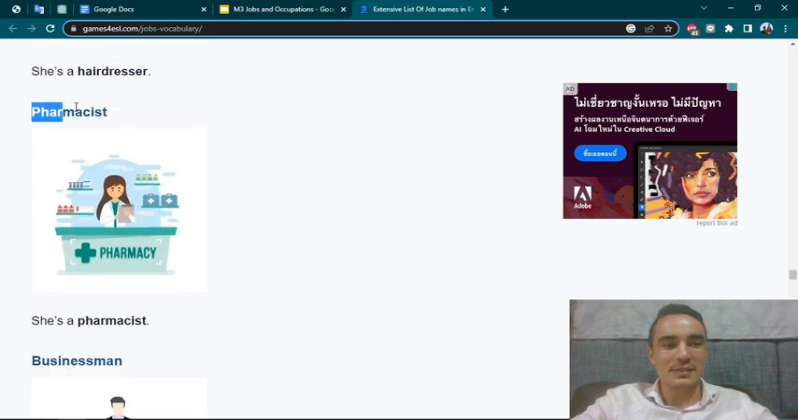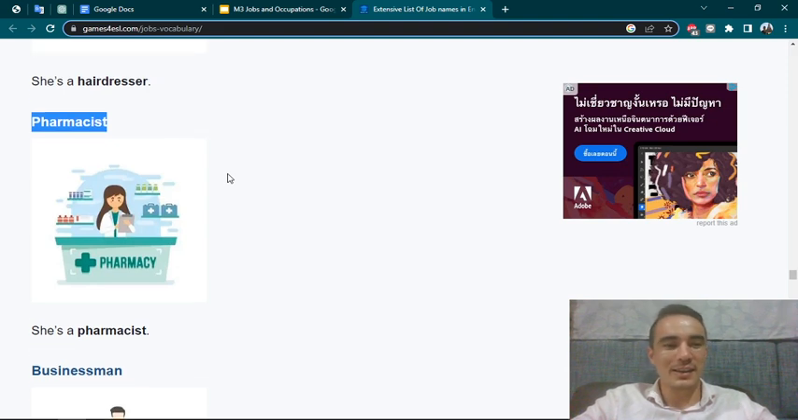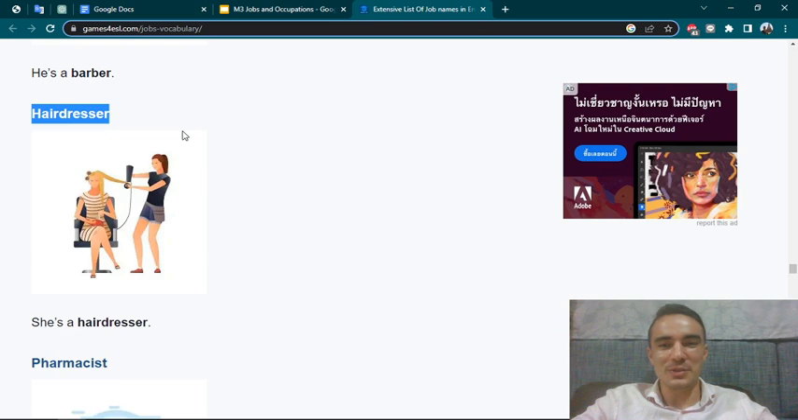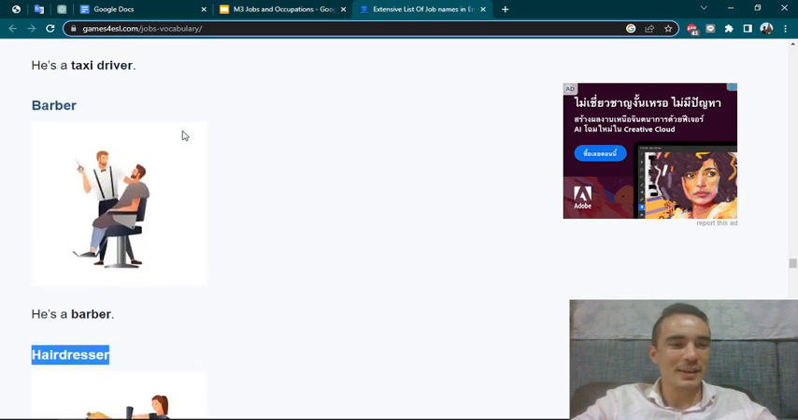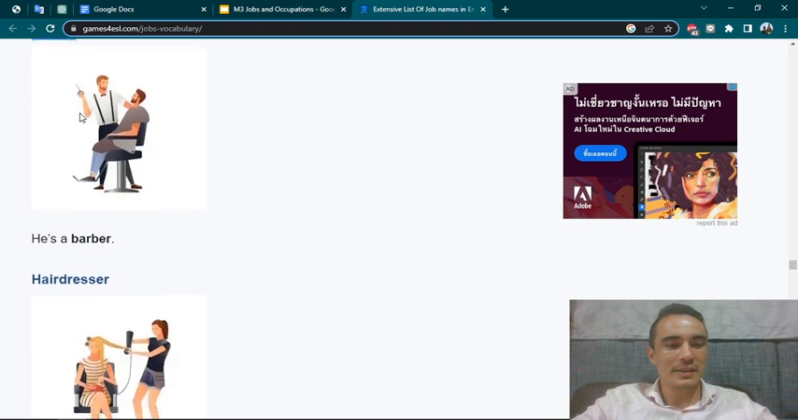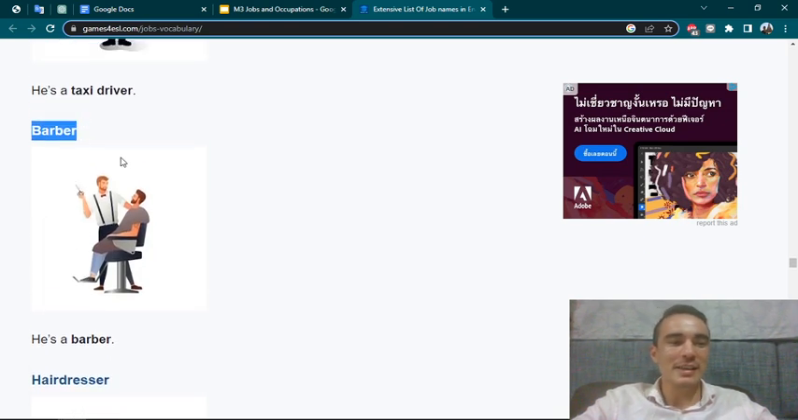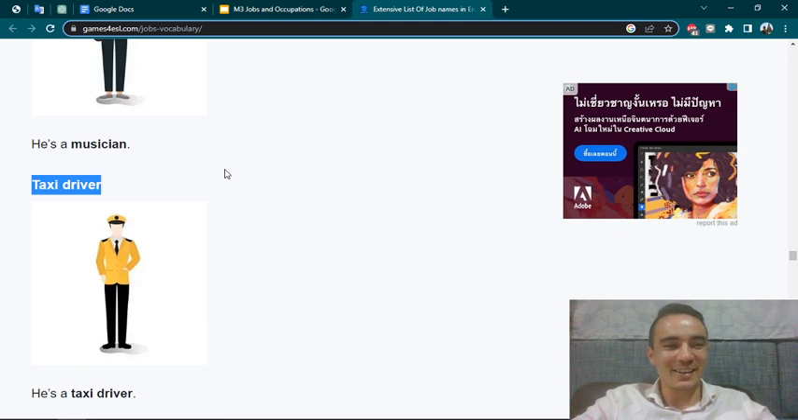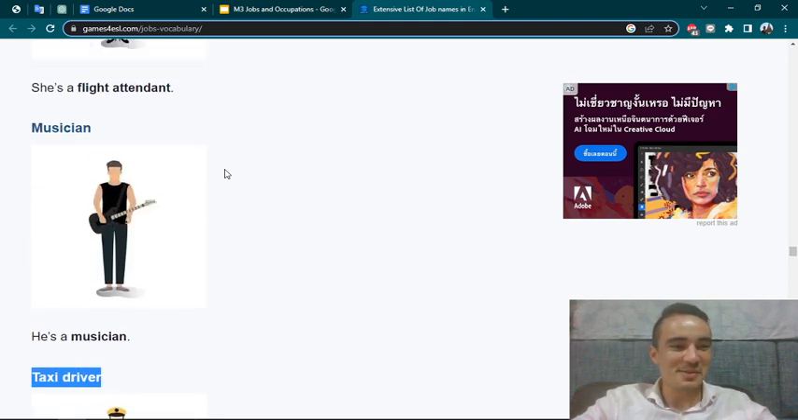Then pharmacist or chemist. Pharmacists work in the pharmacy, right? They will give you drugs when you get sick. You go to the pharmacy to buy drugs. Hairdresser. Hairdresser, again, another job that is close to makeup artist, right? Hairdresser. Barber. So hairdresser is for women mostly, barber is for men, right? Taxi driver. A lot of taxi drivers in Thailand. A lot of angry taxi drivers sometimes.